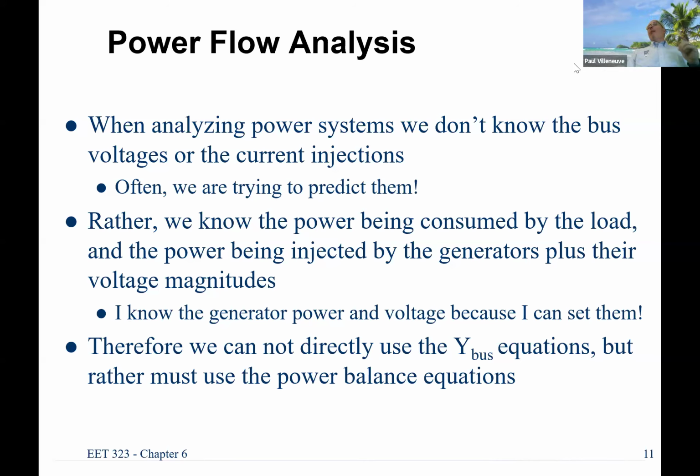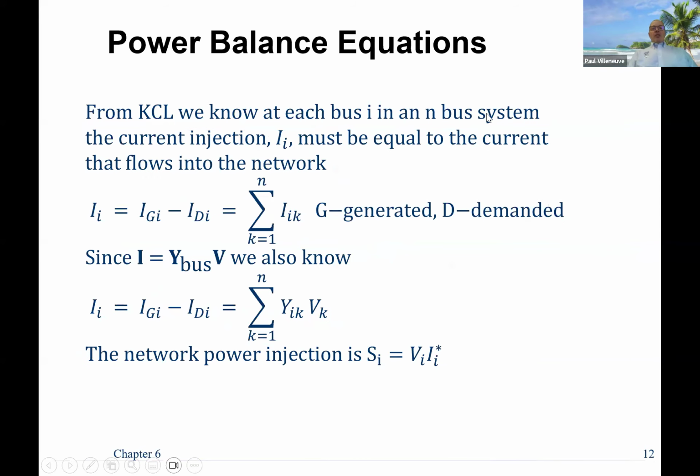And that's why they're called power balance and not power injection, because the power injected at a specific bus should equal the scheduled power at that bus. So that way you've got the right bus voltages. So let's start off by applying KCL at all of the buses. And we know that our injected current, so current coming into the bus from other lines, has to be equal to the generated power minus the demand power.